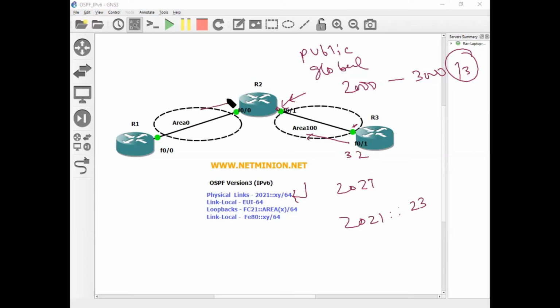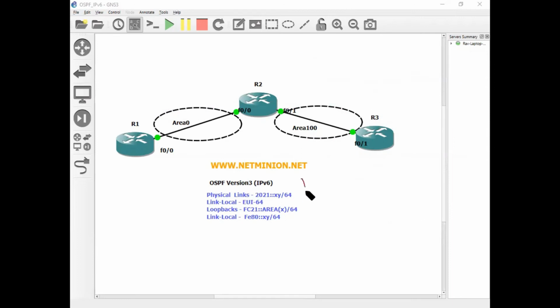Over here it can be 21. Over here it can be 12. Whatever the previous router is, I am adding that router number over here, and it is connected with 2, so I am just writing 32. So that is my schema for the physical link. And as I told you, link local is something you cannot ignore. It will be there, and it will be used for your routing purposes.